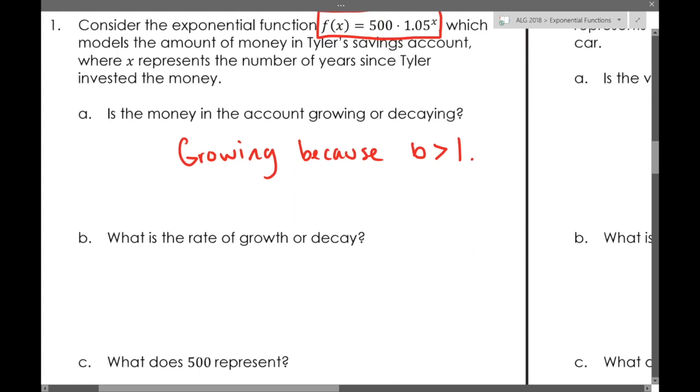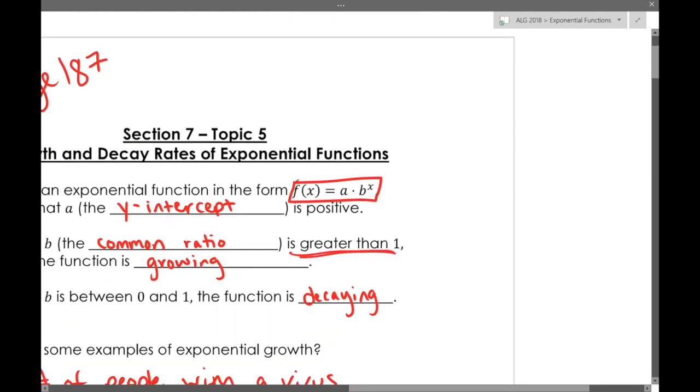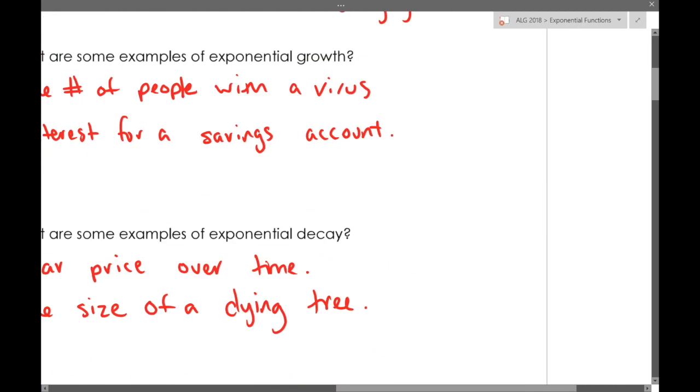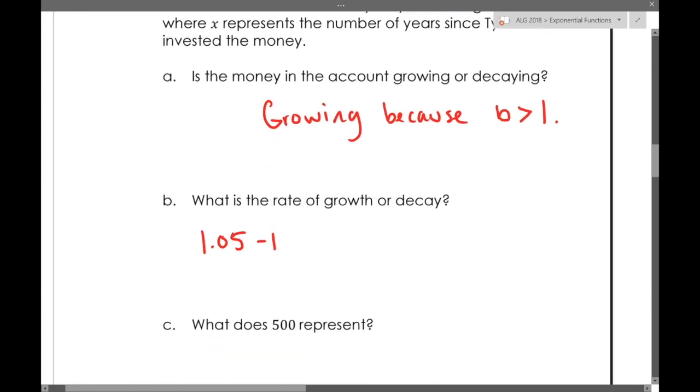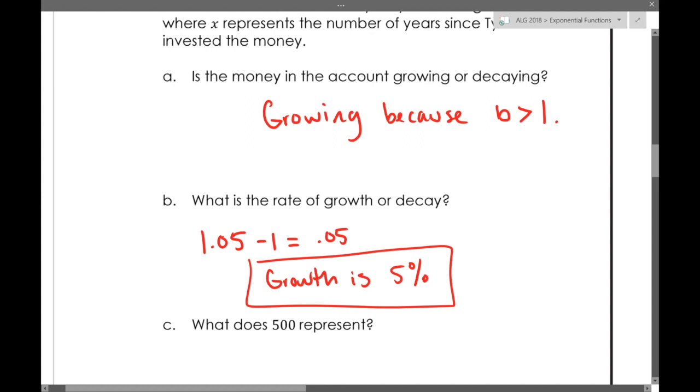All right. So what is the rate of growth or decay? How this works is you take your b, which is 1.05, and you subtract 1. The reason I'm subtracting 1 is because in the statement we just read, it has to be greater than 1. So that's where the 1 comes from. You're always going to take that b and subtract 1. Whatever your answer is, that is how much you are growing. So 1.05 minus 1 is 0.05, which means my growth is 5%. And when we're talking about interest, 5% is about normal.